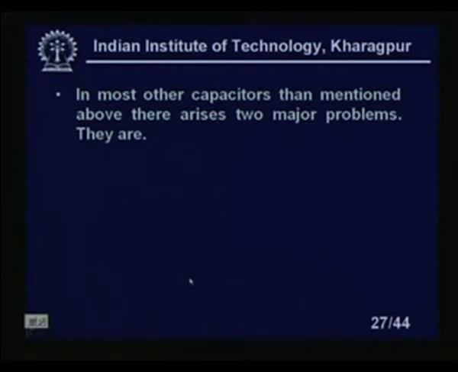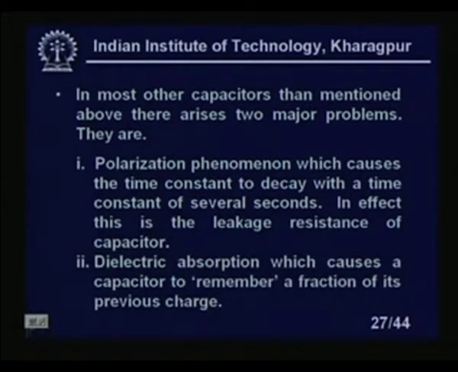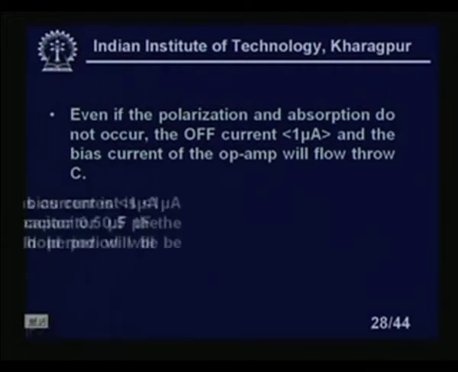In most other capacitors than those mentioned above, two major problems arise. They are polarization phenomena, which cause the charge to decay with a time constant of several seconds. In effect, this is the leakage resistance of the capacitor. Dielectric absorption causes a capacitor to remember a fraction of its previous charge, and that also creates a problem. Even if polarization and absorption do not occur, the off current of the switch, which is less than 1 microampere, and the bias current of the op amp will flow to the capacitor C, right. That is the problem.